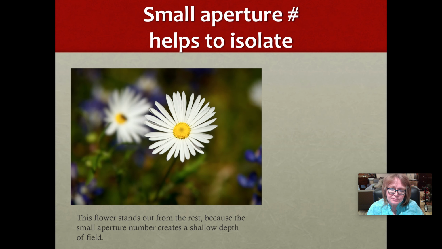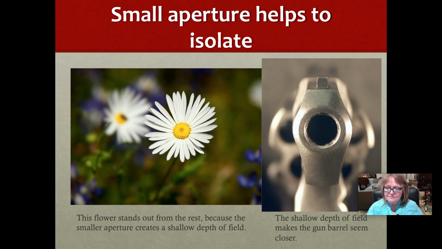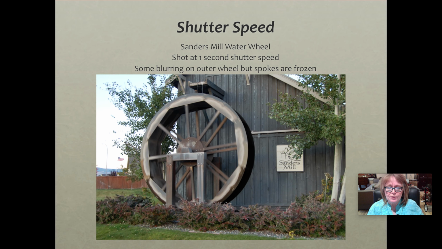Small apertures are great to help isolate. This flower stands out from the rest because it's using a small aperture, which creates a shallow depth of field. And this shallow depth of field makes the gun barrel seem a lot closer because you're looking straight at it, and the rest of the gun is all blurry. So that's the way you can use aperture to make your photos communicate more.